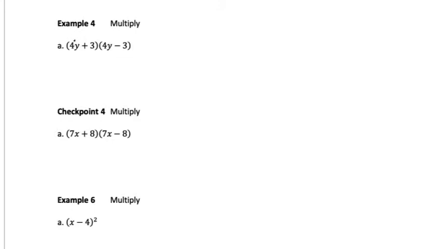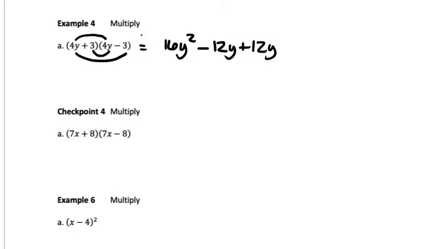So for this one, I'm going to start with the firsts. That's going to give me 16y squared. Outside is going to be minus 12y. Inside is going to be plus 12y. And then we have last, 3 times negative 3 is going to be minus 9.